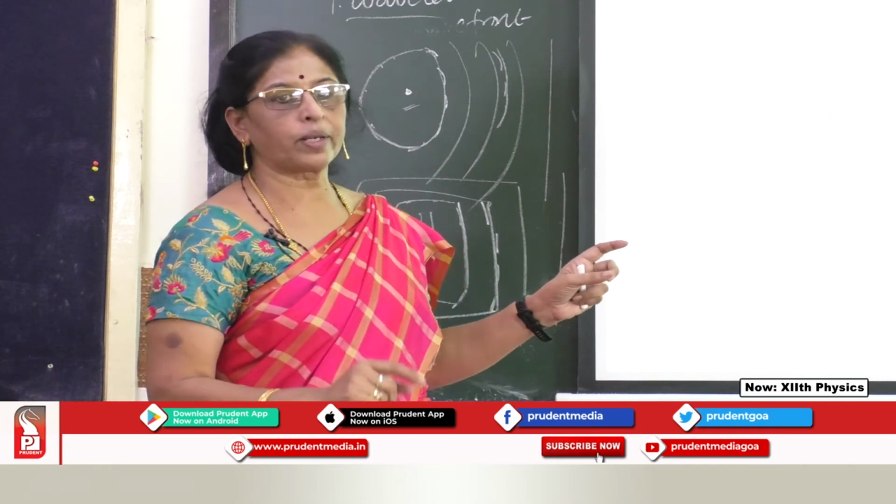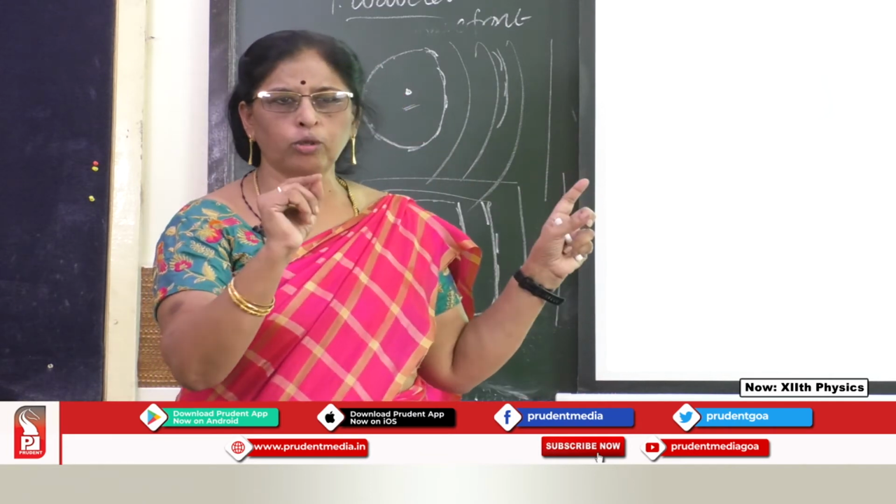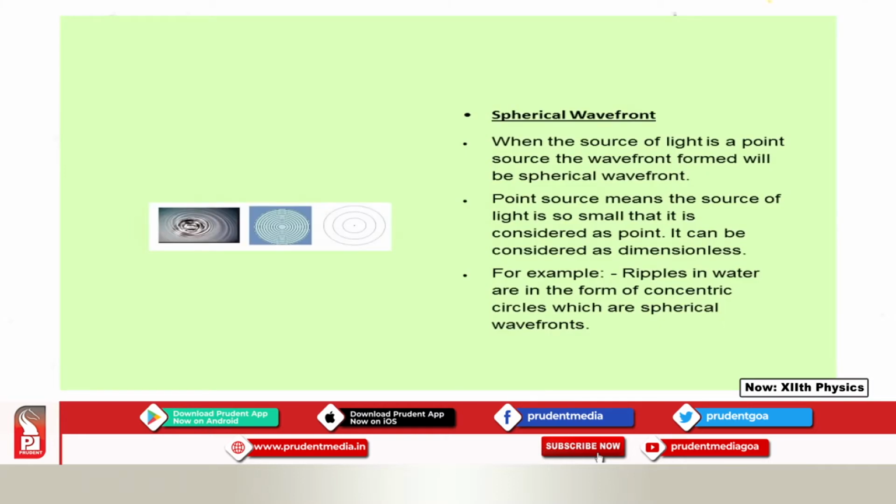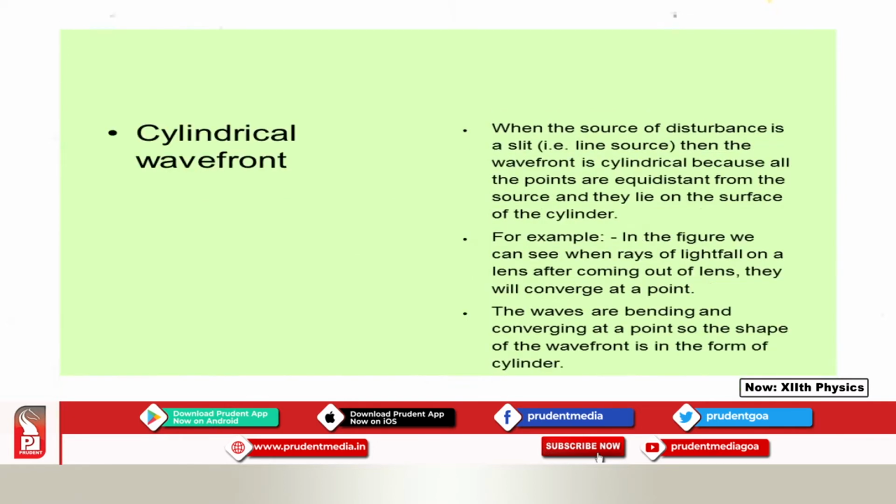In the same way, when you consider the source is a point, it is very, very small. So the source of light is a very small one. Then ripples in water are in the form of concentric circles, which are said to be spherical wavefronts. Then I just said about the cylindrical wavefront.